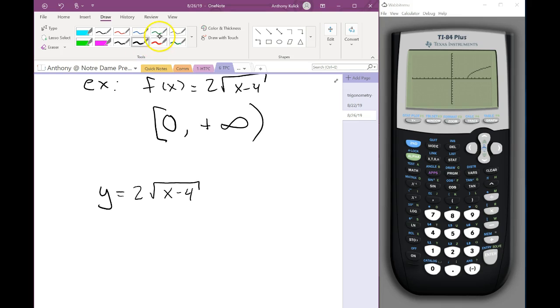So what's the first thing I would need to do to get the x by itself in this function? Eventually I'm going to square both sides, but I'm going to want to get rid of this part first. And because this 2 is being multiplied to the square root, to move it to the other side, I would divide both sides by 2.